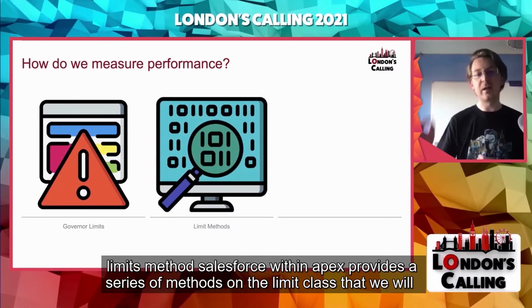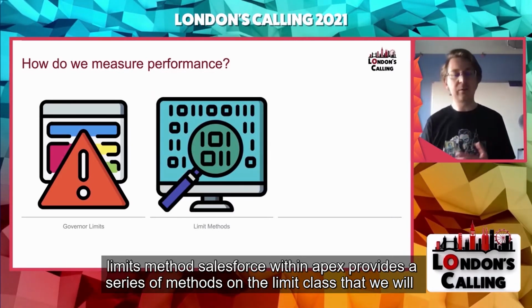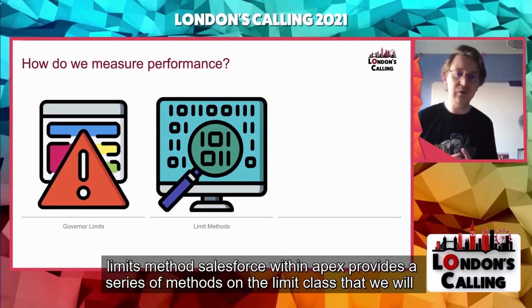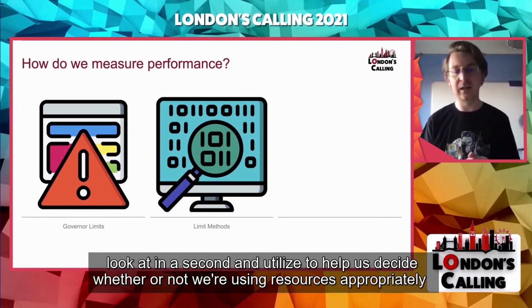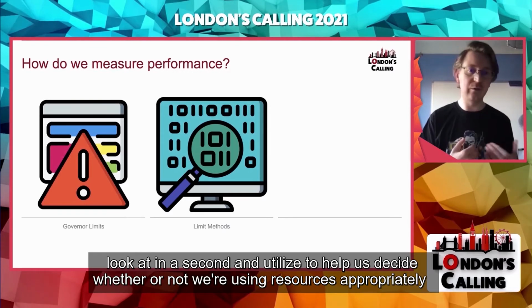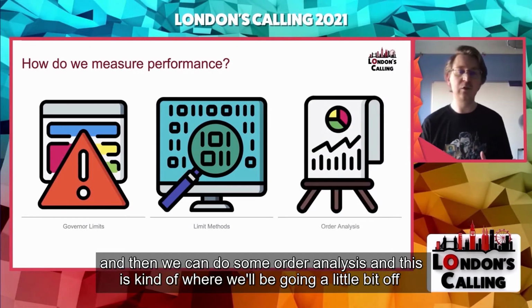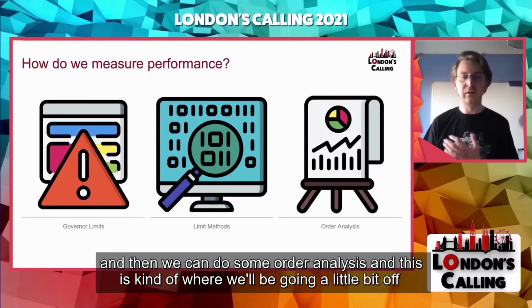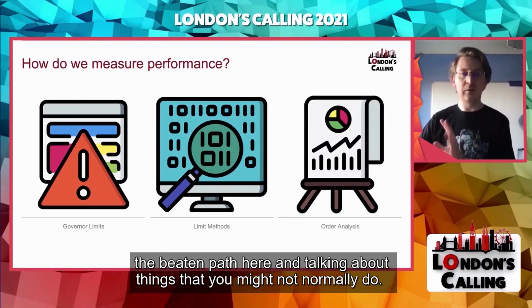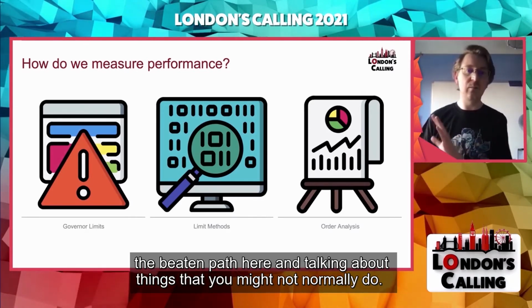We have the limits method. Salesforce within Apex provides a series of methods on the limits class that we will look at in a second and utilize to help us decide whether or not we're using resources appropriately. And then we can do some audit analysis. And this is kind of where we'll be going a little bit off the beaten path here and talking about things that you might not normally do.